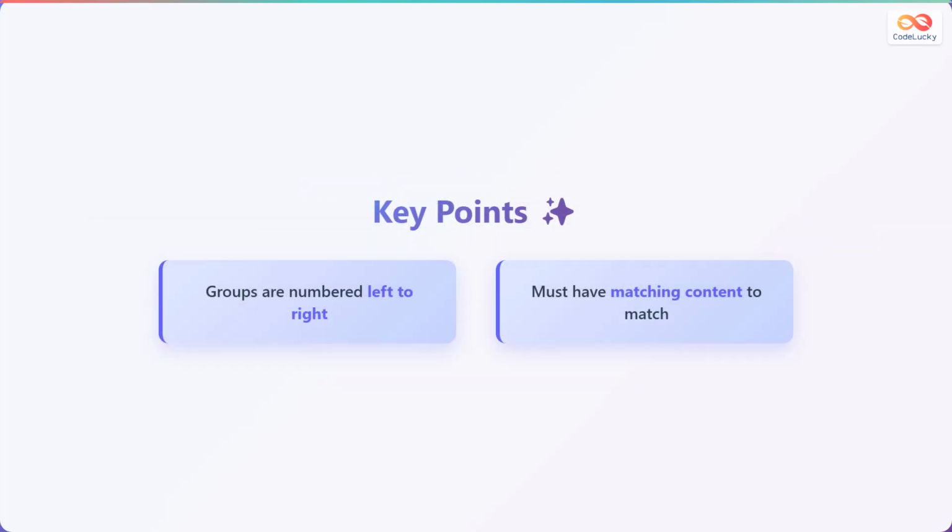Here are some key points to remember when working with backreferences. First, groups are numbered from left to right, based on the order of their opening parenthesis in the regular expression pattern. Second, for a backreference to match, it must have content matching exactly with the content captured by the group it refers to. It is not enough for it to match the same pattern as the group, it needs to match the exact same string.